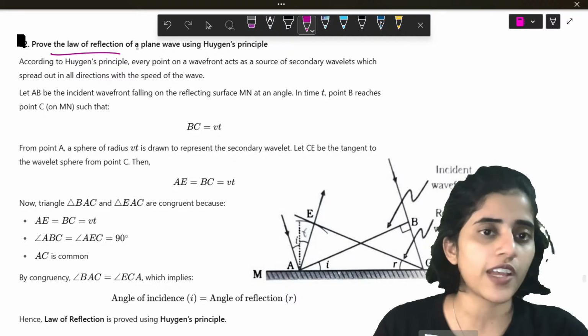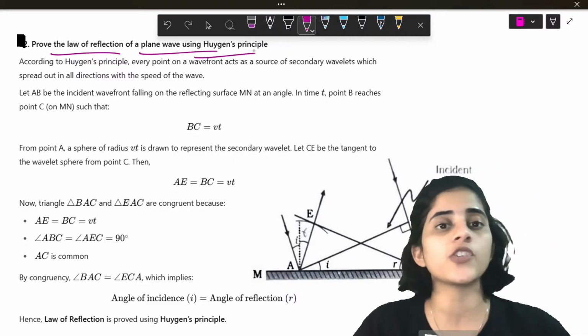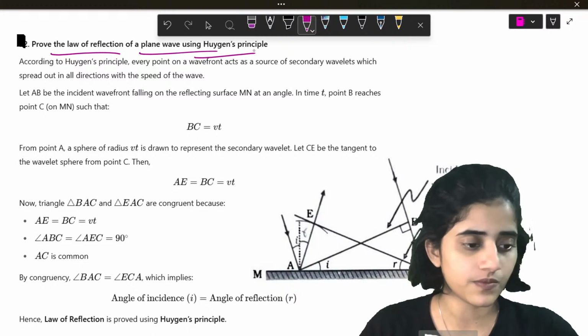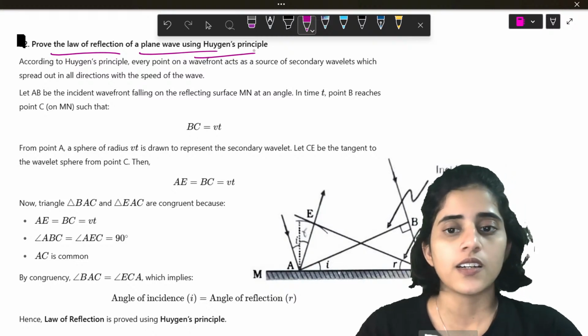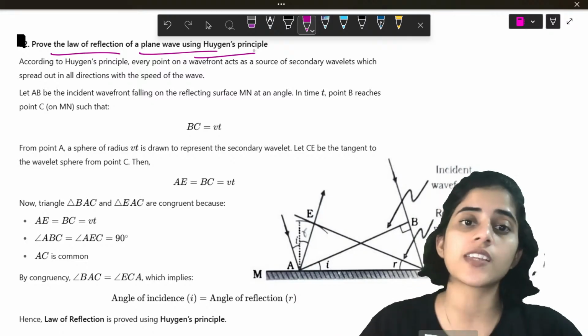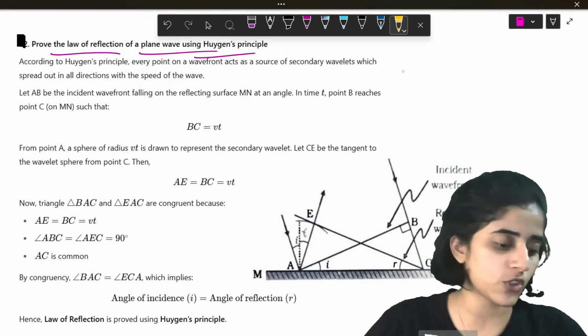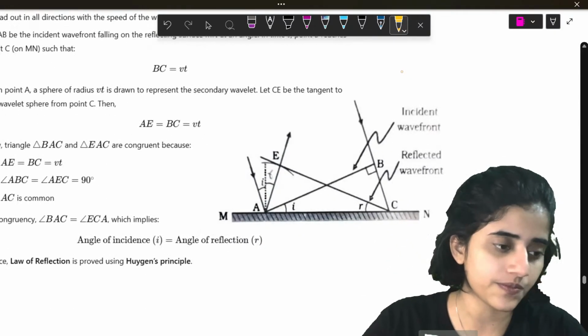Prove the law of reflection of a plane wave using Huygens principle. Same thing. In the previous case, it was refraction. Here it's reflection. So look at what I'm drawing carefully.